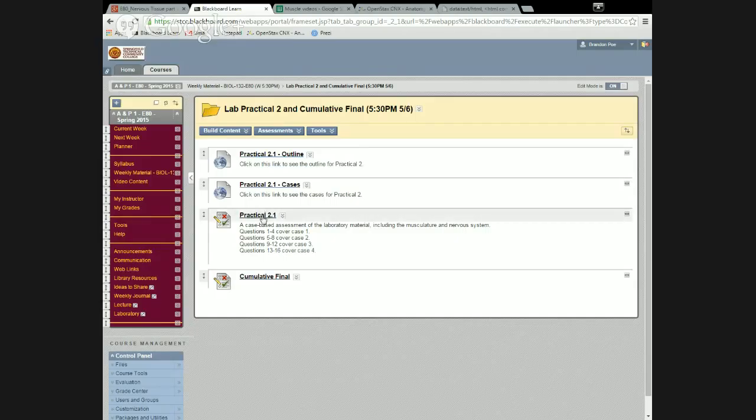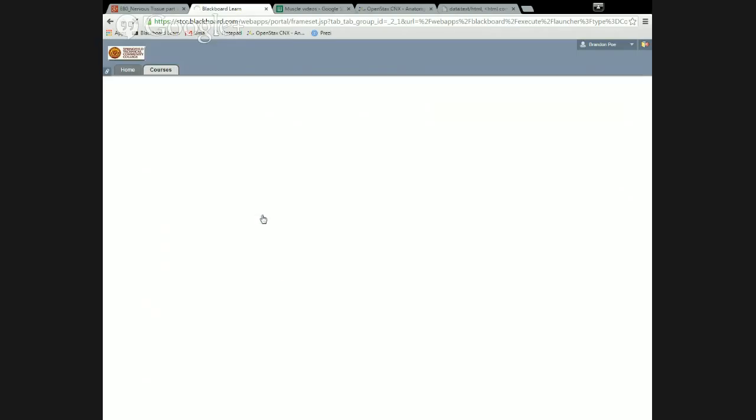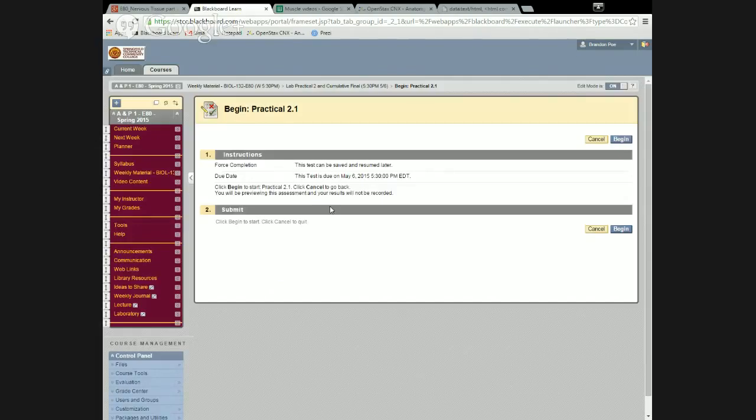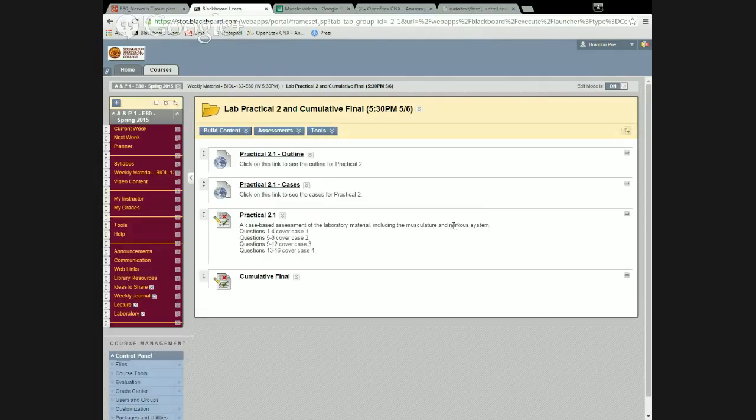Now, both the online practical and the cumulative final have a due date of 5:30 p.m. on May 6th. Just to remind you that you have to complete it before you come in for the practical. I could click on that and show you the exact same due date, but they are the same due date there. So I wanted to show you how things are wrapping up for the rest of the semester.